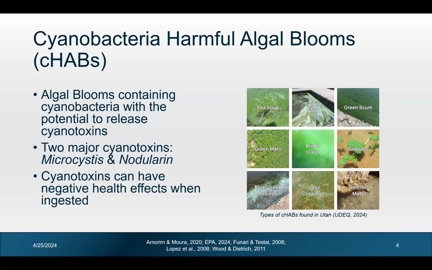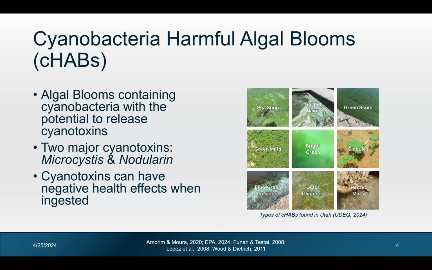So to start with the introduction, we'll talk a bit about cyanobacteria algal blooms, or CHABs, first. CHABs are basically algal blooms that contain what's called cyanobacteria, which are photosynthetic bacteria that have the potential to release what is called a cyanotoxin. The cyanotoxins range to a couple of things, but two of the major ones particularly seen in CHAB waters are microcystin from the bacteria Microcystis and nodularin from the bacteria Nodularia.